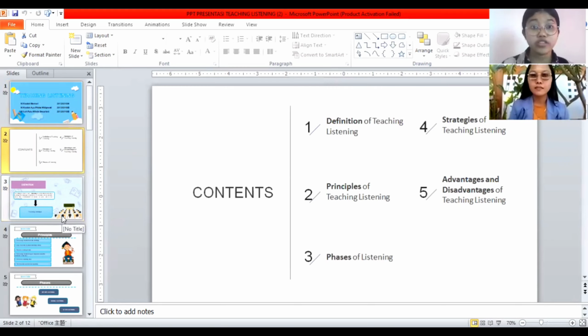The first one is the definition of teaching listening, the second one is the principles of teaching listening, the third one is the phases of listening, the fourth one is the strategies of teaching listening, and the last one is the advantages and also disadvantages of teaching listening.